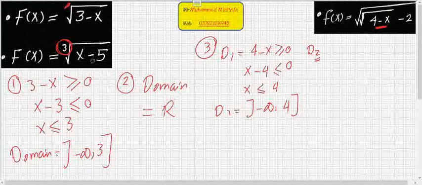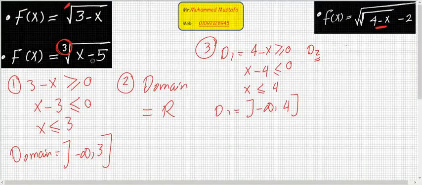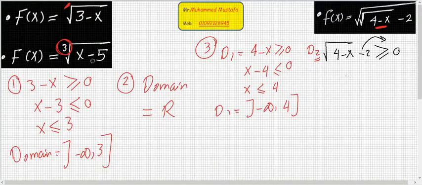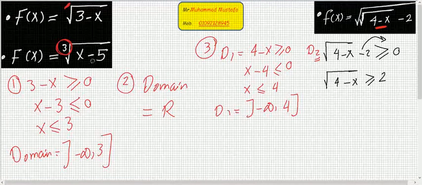we put the function under the root greater than or equal 0. Square root of 4 minus x minus 2 greater than or equal 0. We move negative 2 to the other side with a different sign. Square root of 4 minus x greater than or equal 2. To cancel this root, we square both sides.